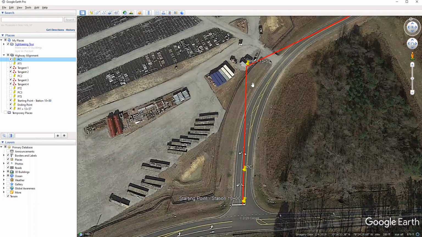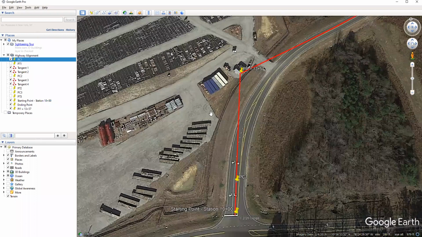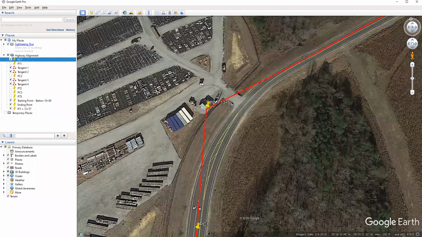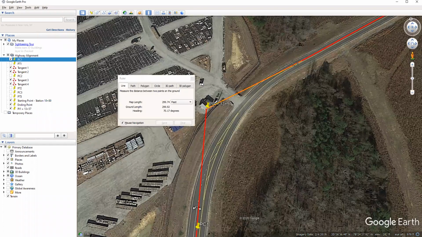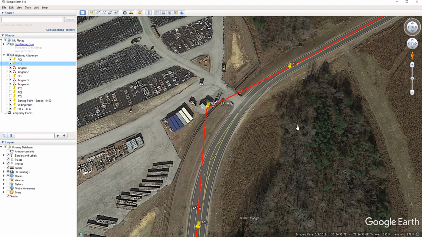Now we can also establish our PT location, not our PT station, with that tangent length. So if we measure similarly 278 feet along our tangent, it should be right in that point, and we can turn on, I've pre-populated these points. So there's our PT1. So we have our PC1 and our PT1.